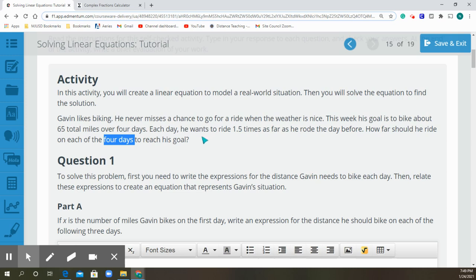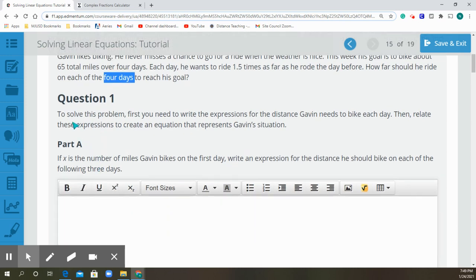So on day 1, he wants to ride a amount, and then on the next day, he wants to ride 1.5 times that amount, and then day 1 and 2 times 1.5, and so on. So question 1. To solve this problem, first you need to write the expressions for the distance Gavin needs to bike each day. Then relate these expressions to create an equation that represents Gavin's situation. So just like before, we need to make 2 expressions and then make them into an equation.